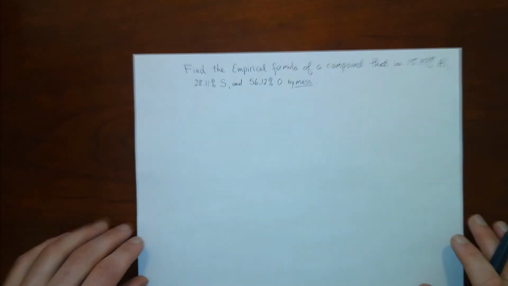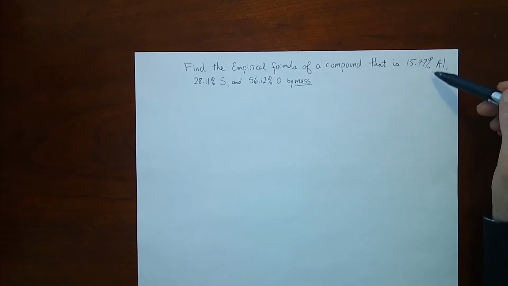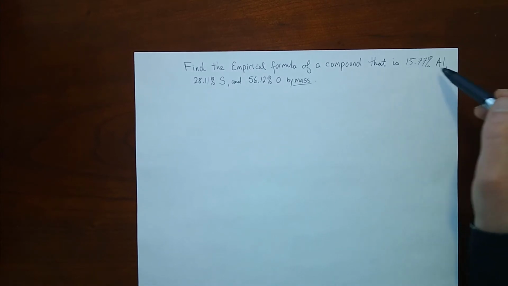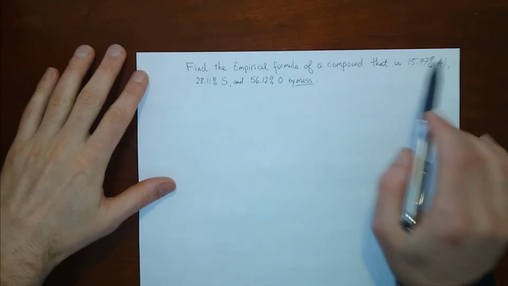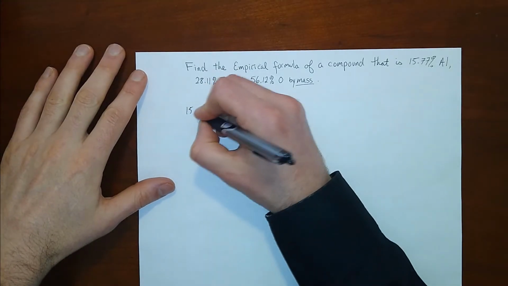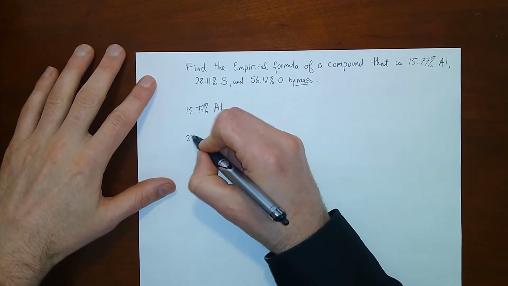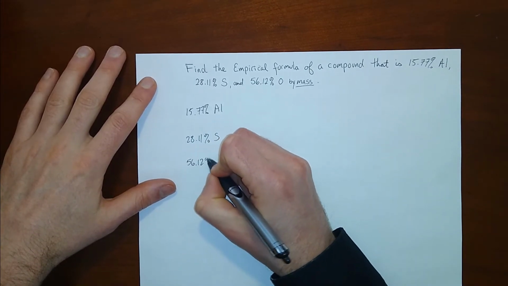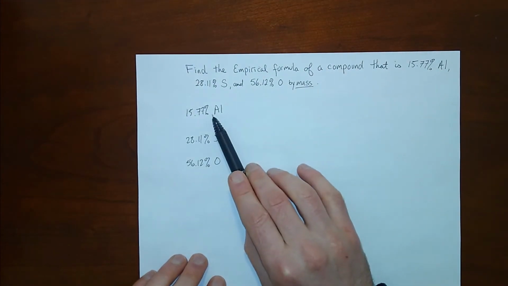Okay, let's take a slightly different approach here. Let's combine the two ideas of percent composition and finding the empirical formula. So we're not going to cheat. This is the problem that we just worked with aluminum sulfate, but we're going to pretend we don't know any of that, and we're starting with just this information. We know that there's some compound that is 15.77% aluminum by mass, 28.11% sulfur by mass, and 56.12% oxygen by mass. How do I find the empirical formula based on this?